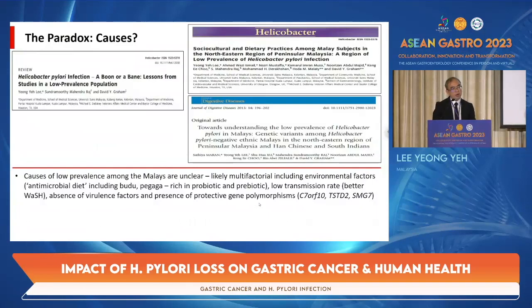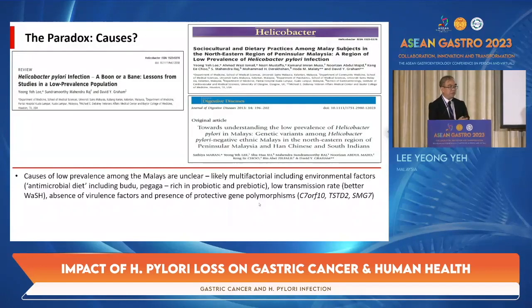Then the next question you'd like to ask me is, why does this population have a low prevalence? Obviously, it could likely be multifactorial. We did try to explore certain environmental factors. For example, in this particular population, the Malay population, they tend to ingest an antimicrobial kind of food, and we term it the budu. Budu is basically a type of fish sauce, which is anti-inflammatory and very high in probiotics.